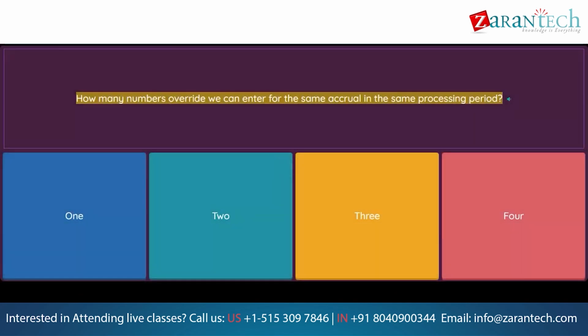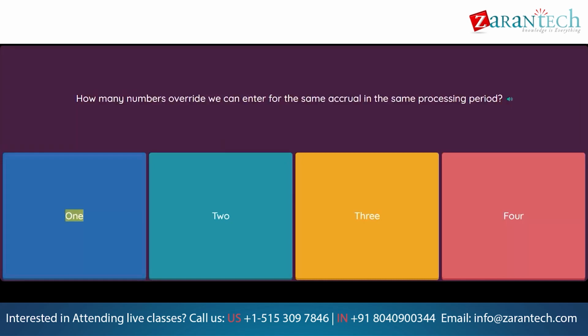Question: how many numbers override we can enter for the same accrual in the same processing period? Option 1 1. Option 2 2. Option 3 3. Option 4 4.